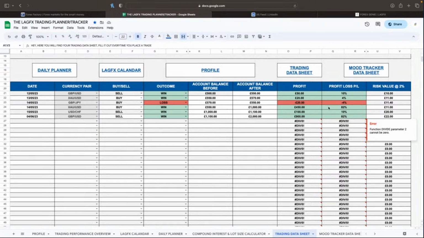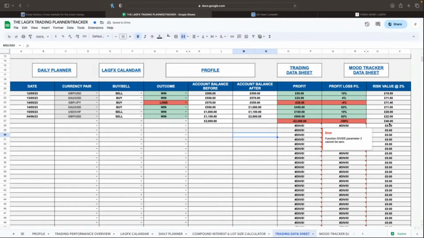So, as I say, when you type this in, so obviously your account balance afterwards, that's after placing that position, we'd copy this and put this in here just so we have it for our next trade. That tells us that our risk value for the next position we place should be £40 because 2% of 2,000 is 40. So that's how much we're risking on our next trade.